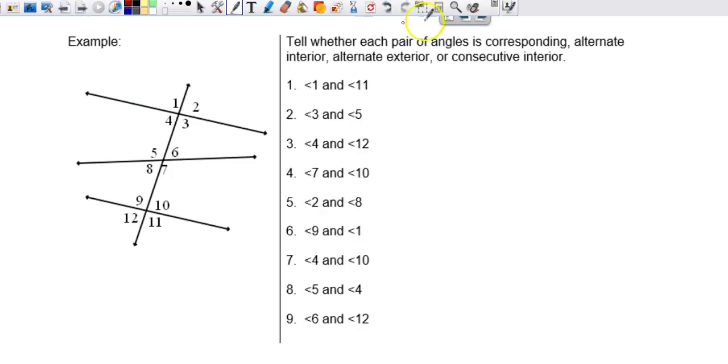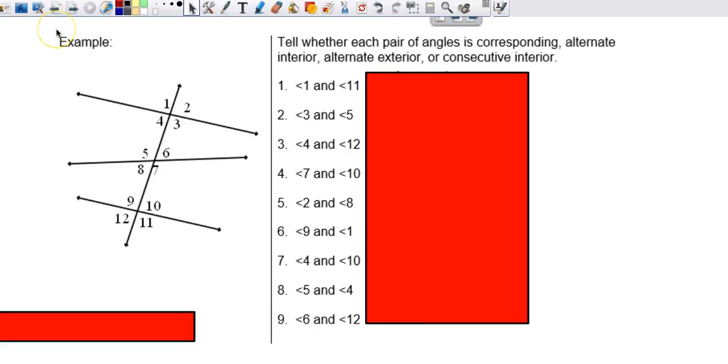So let's talk about what happened. Let's identify some angle pairs first. I want you to pause the video and see if you can do these 9 before I give you the answers. All right, hopefully you've had a chance to go through and answer the questions. I'm going to go through each question one by one.